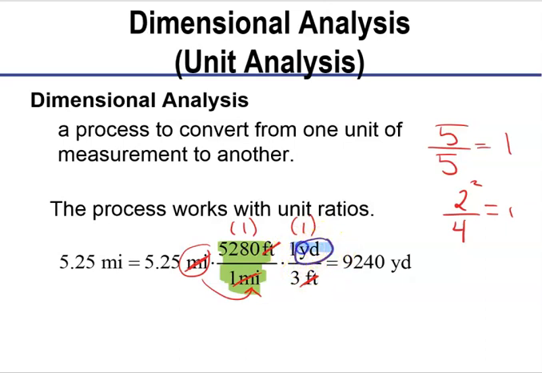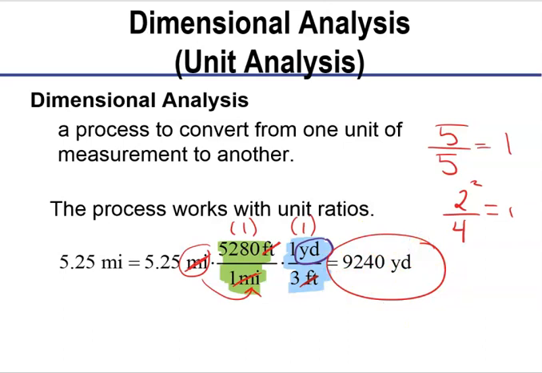So again, the next unity fraction is 1. And so you just multiply all this together. Notice there really is some division here because when you multiply fractions, you have 5.25 times 5,280 times 1. And in the denominator, you have 1 times 3. And that gives you, when you finally divide it out, 9,240 yards.